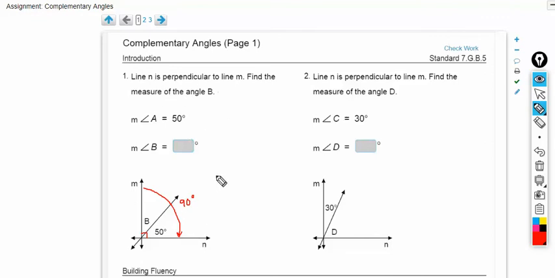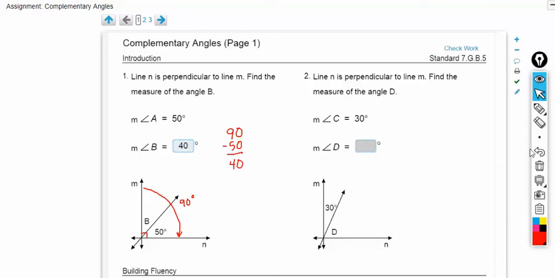Find the measure of angle B. Okay, so if the whole angle is 90 degrees and angle A is 50, then I would subtract and get 40. So that means that this has to be 40 degrees.